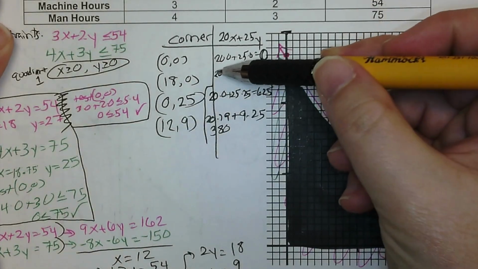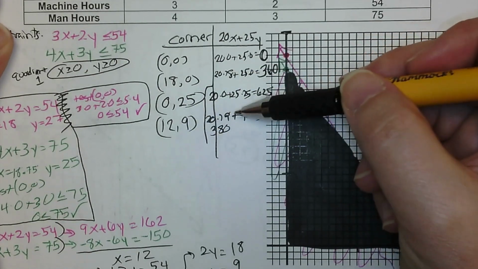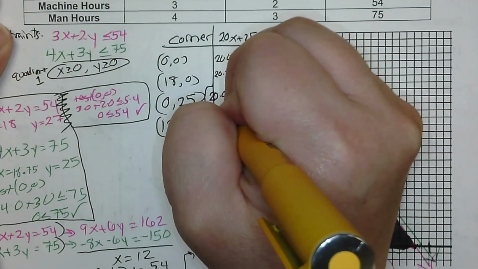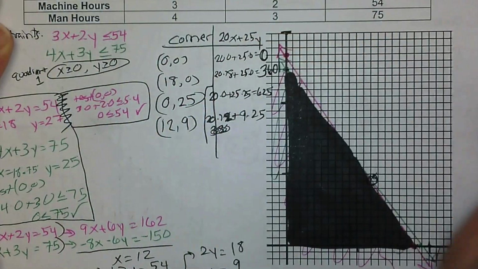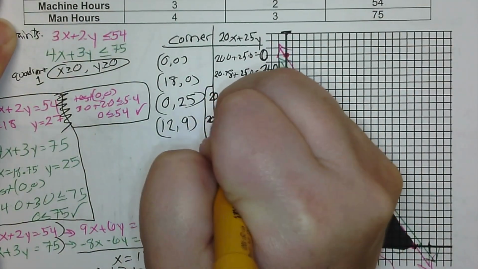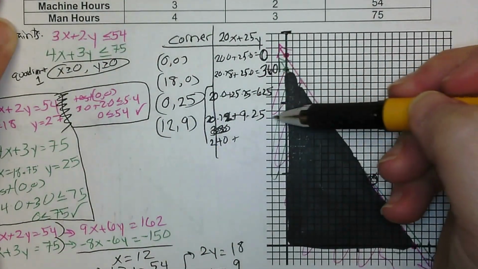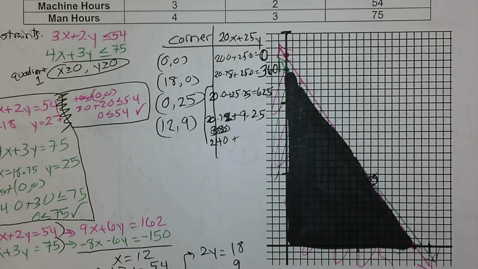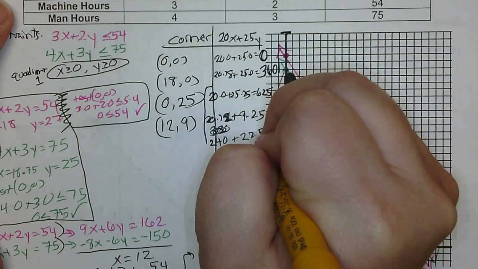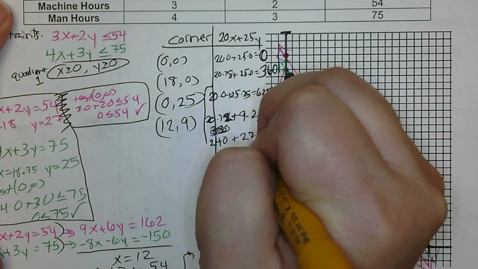Yeah, it makes sense. I'm double checking. 20 times 18, I got 360. 20 times, oh, why did I put 19? 20 times 12. There we go. 2 times 12 is 24, so this is 240. 9 times 25. 4 25s make 100, so 8 make 200. So this is 225 for a total of 665.